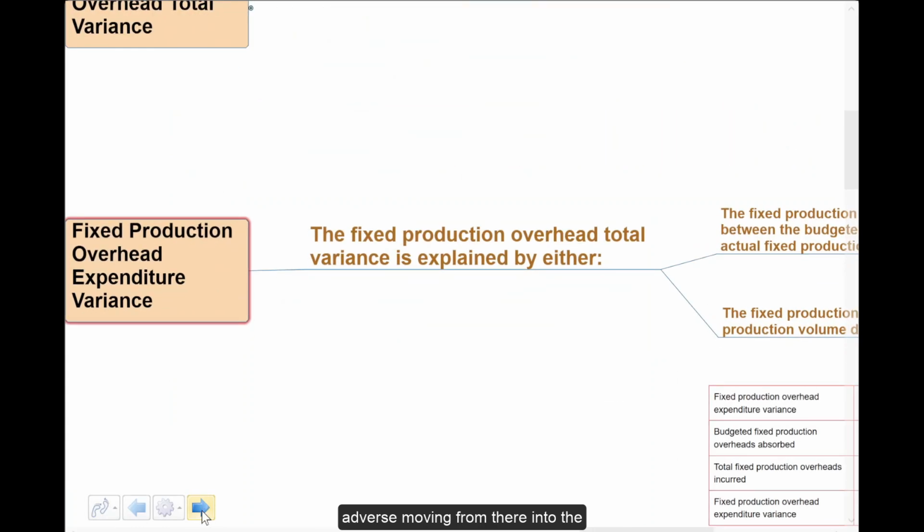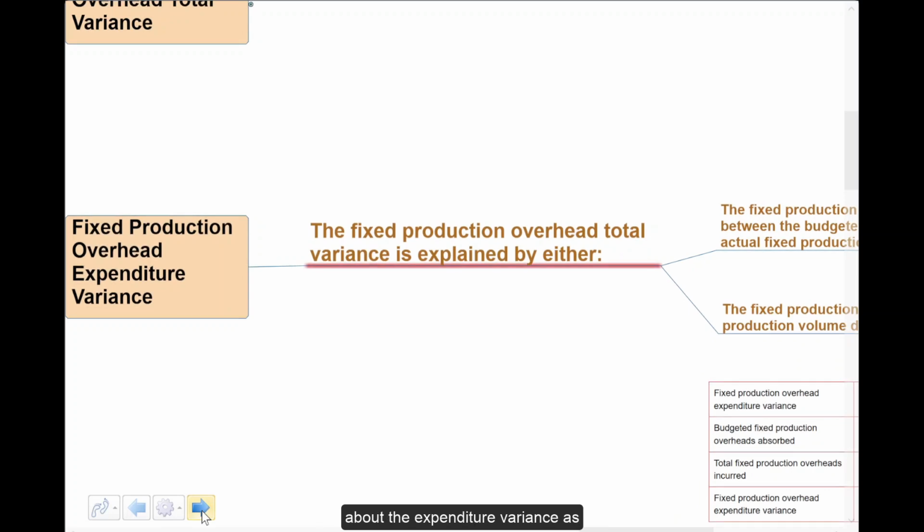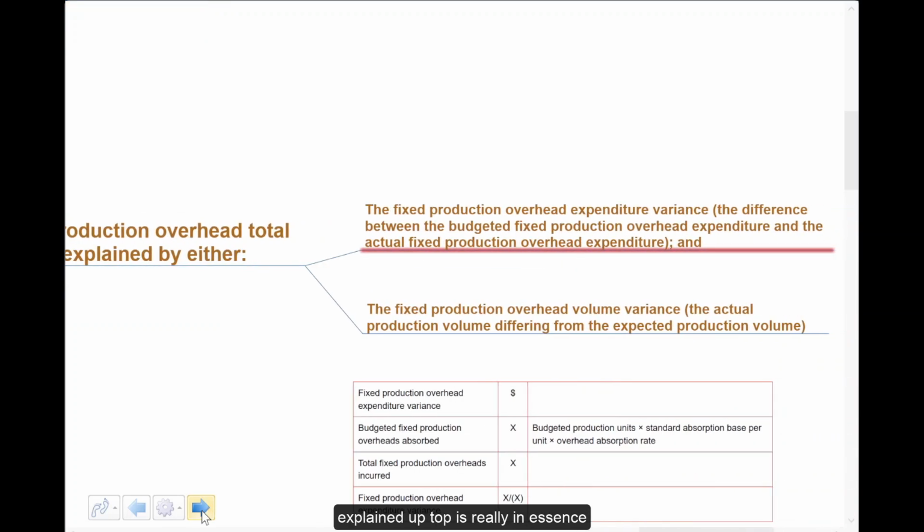Moving from there into the expenditure variance. What we know about the expenditure variance, as explained up top, is really, in essence, the difference between the budgeted fixed production overhead expenditure and the actual fixed production overhead expenditure. And moving on from that, the fixed production overhead volume variance, i.e., actual production volume differing from expected production volume.